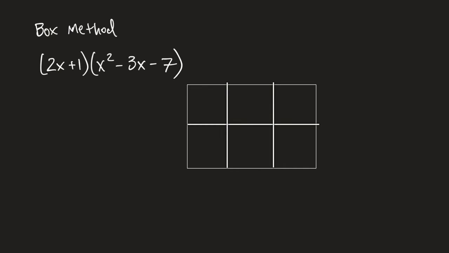So now I have 2x plus 1, a binomial, times a trinomial, x squared minus 3x minus 7. And we're going to try the box method. Here's the box. I've already drawn it with the grids. And you'll notice when I write it, I include the sign. So I have a plus 1. I just make sure it's positive 1. I have minus 3x. I'm going to treat it as a negative 3x. I have minus 7 right here. I'm going to treat it as a negative 7, my constant, in my 2 variable terms.